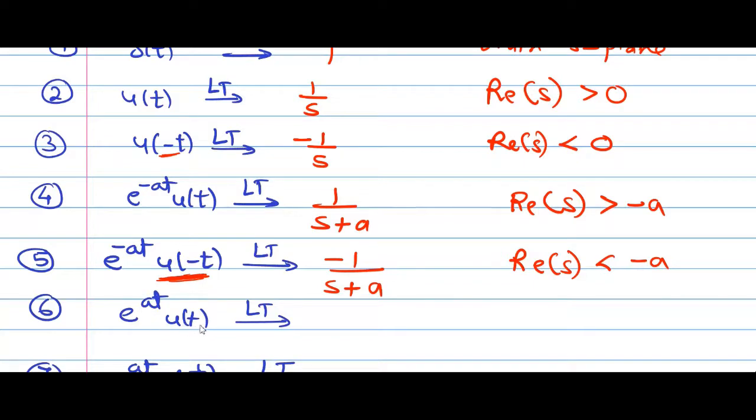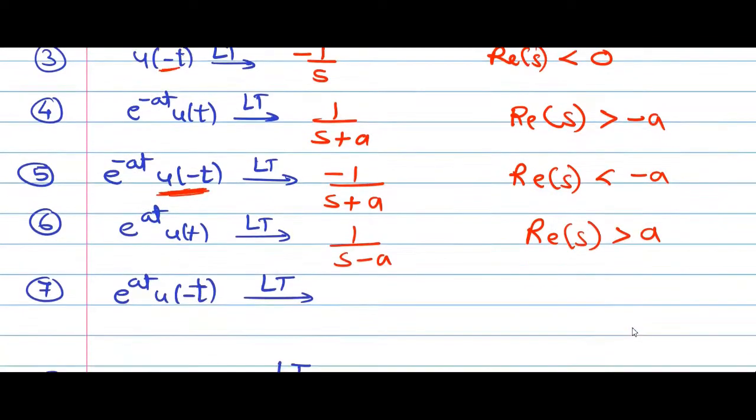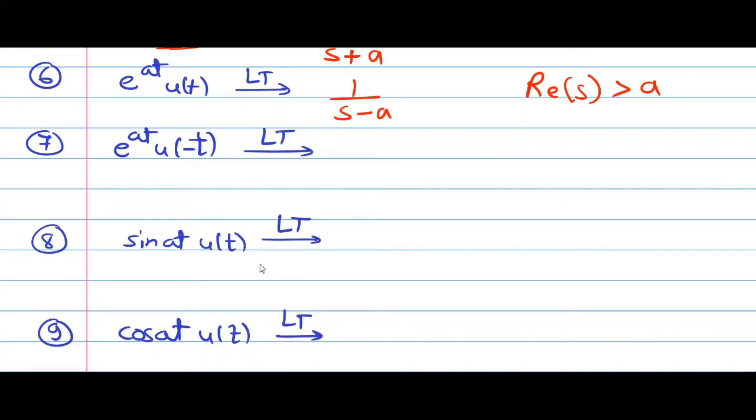Next, e raised to at U of t. It has Laplace transform 1 upon S minus A and the ROC is S minus A greater than 0. That's why real of S greater than A. Then next, e raised to at U of minus t. So again U of minus t, so in the answer also we have minus 1 upon S minus A and the ROC is S minus A less than 0, S less than A. So the ROC is real of S less than A.